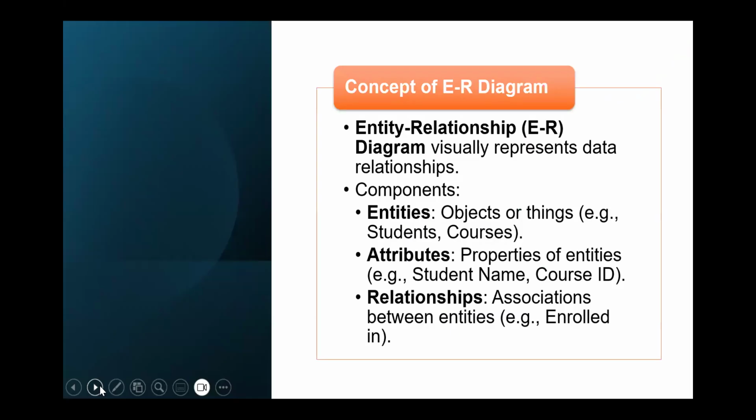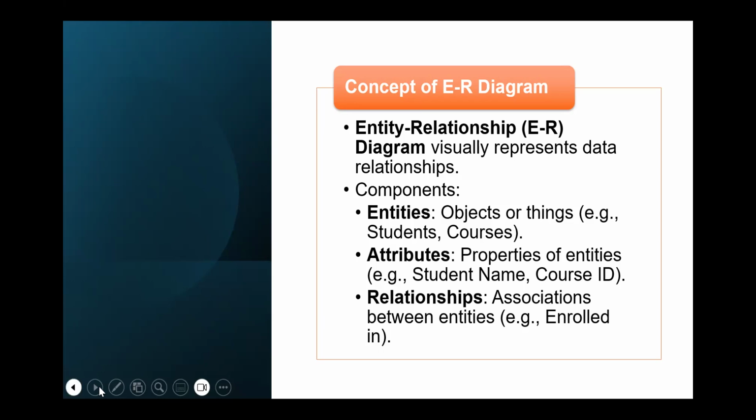What is this map called? This map is called an entity relationship diagram. So different entities, like here the student, the course, the grades, are linked to each other, right? And this ER diagram visually represents data relationships. So what are the components? If you can go back, there are entities like the students and courses. They have attributes like student name and the course ID, and then there are relationships.